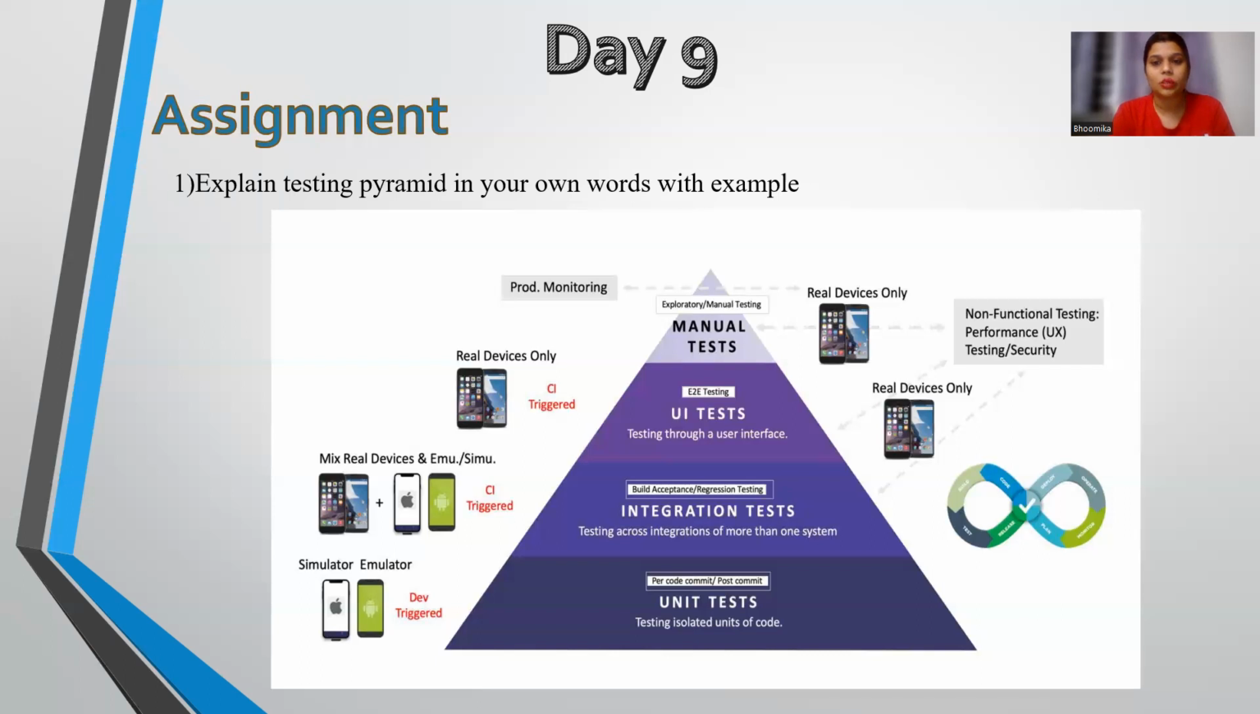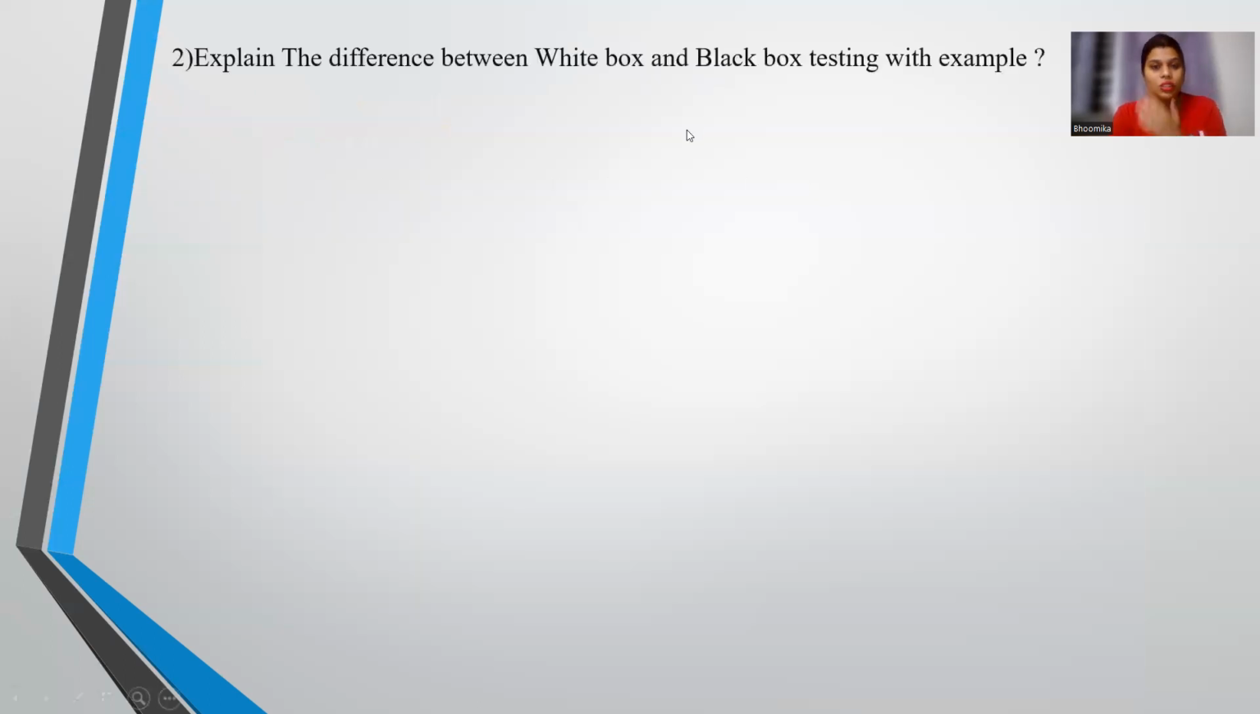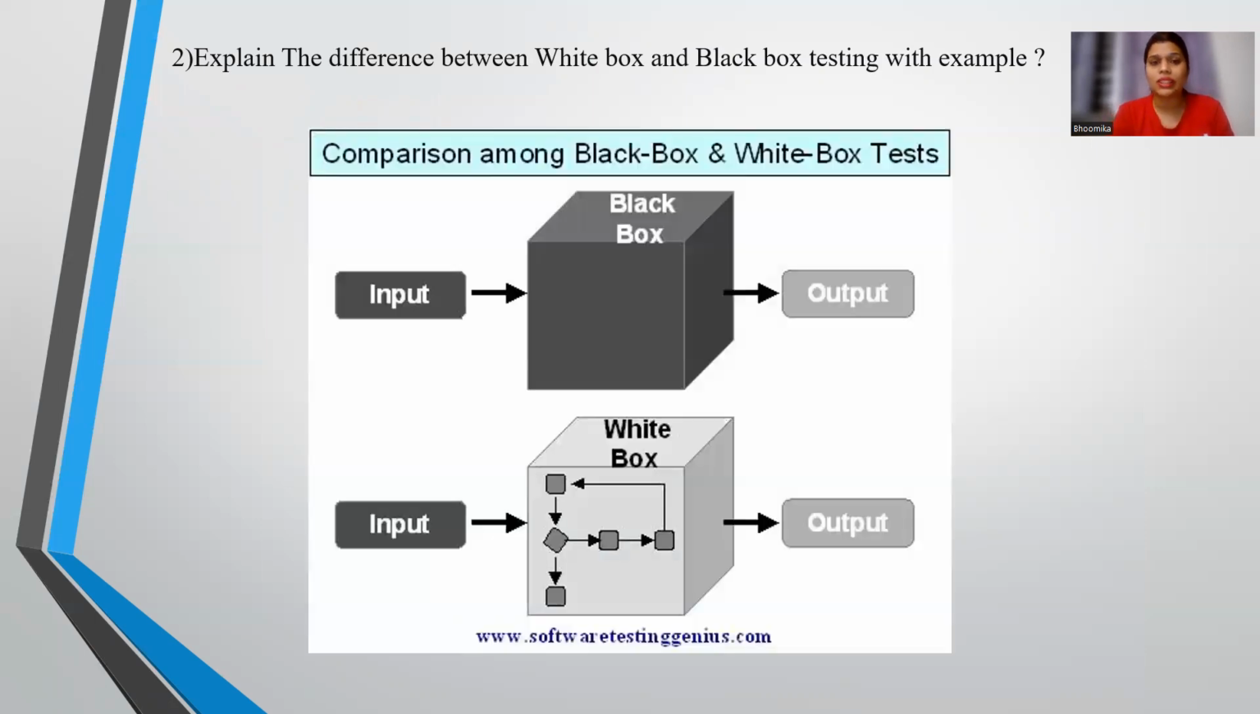So we'll go with the next question. The next question is, what is the difference between white box testing and black box testing? In testing, there are actually three types: white box, black box as well as gray box. Coming to white box testing, what happens?